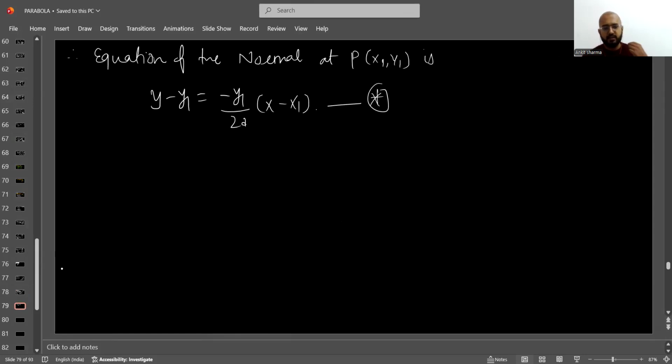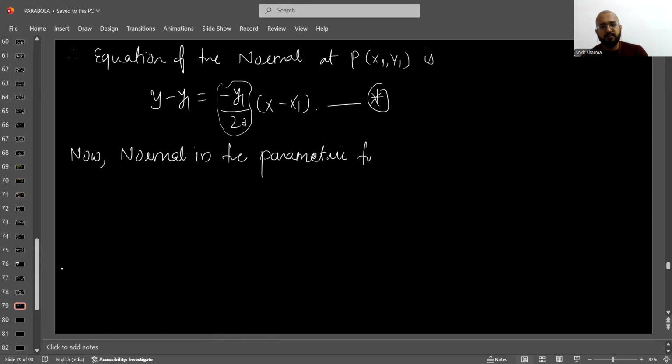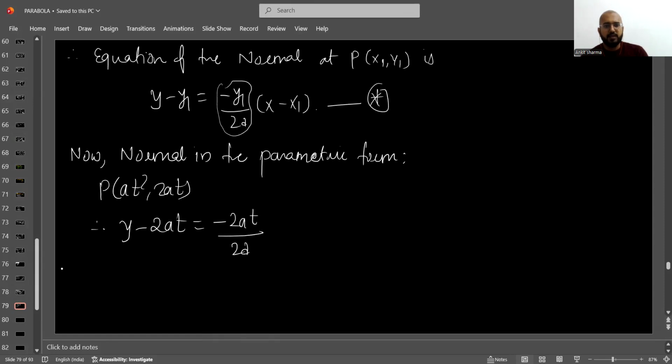You can leave it as it is, and in fact, you can evaluate this part whenever you want and get the equation of normal. So now, normal in the parametric form. Say I have my point P, which is (at square, 2at). Therefore, I now will be having y minus y1 is equal to y1 is 2at over slope is again minus t over 2a... into x minus x1 is at square.